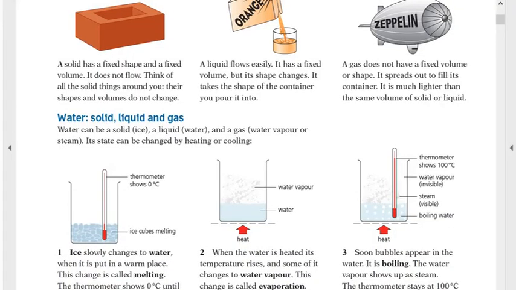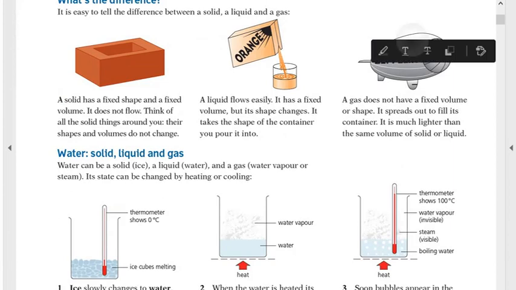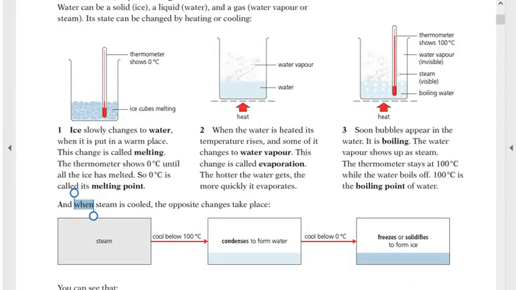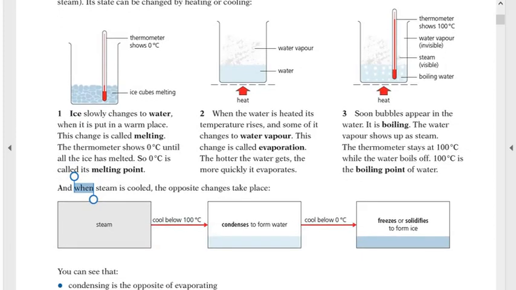Another thing we are going to look at: you can look at these three different states of matter and also look at these changes of state. Please pause the video for 2 minutes. Look at these different changes of state of matter before I explain them.